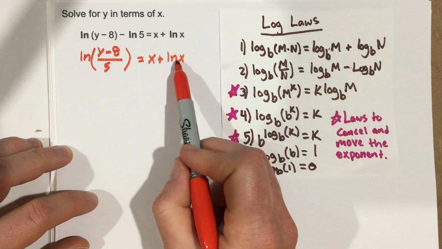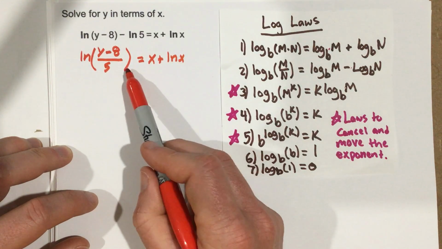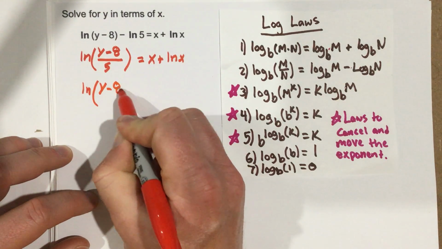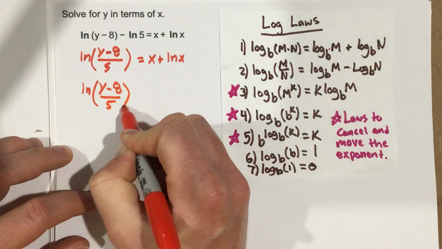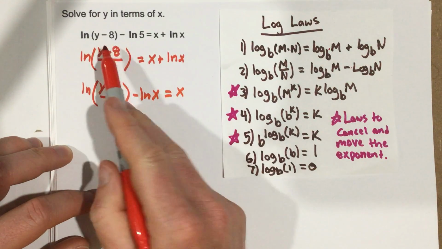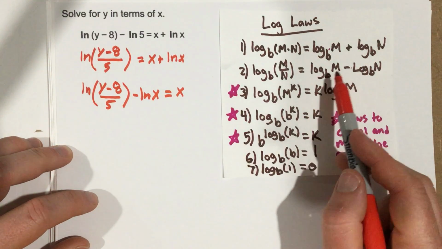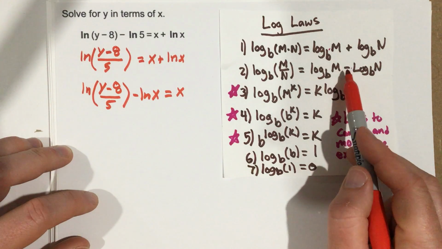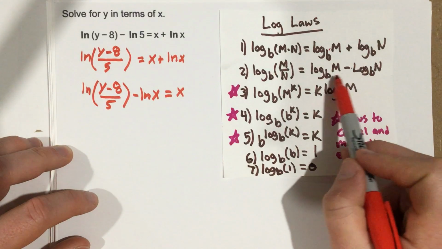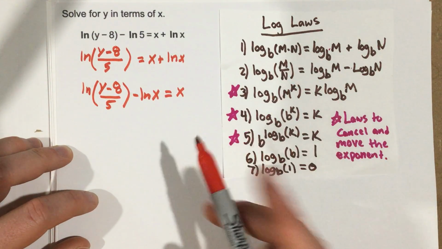Now what I want to do is bring this logarithm to the other side and use the same rule. So if I subtract this to this side, now I have natural log of y minus 8 over 5 minus natural log x equals x. And you'll notice I'm in the same situation that I was at the beginning. I can now use this subtractive quotient rule law where I take this logarithm minus another logarithm of the same base and I can write it as a fraction and just one logarithm.